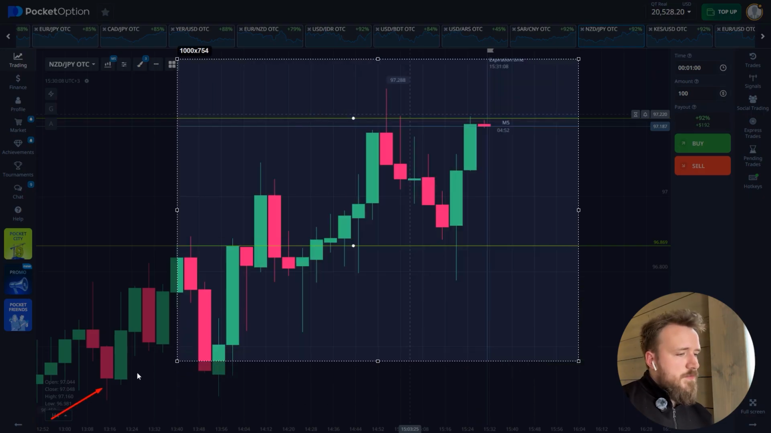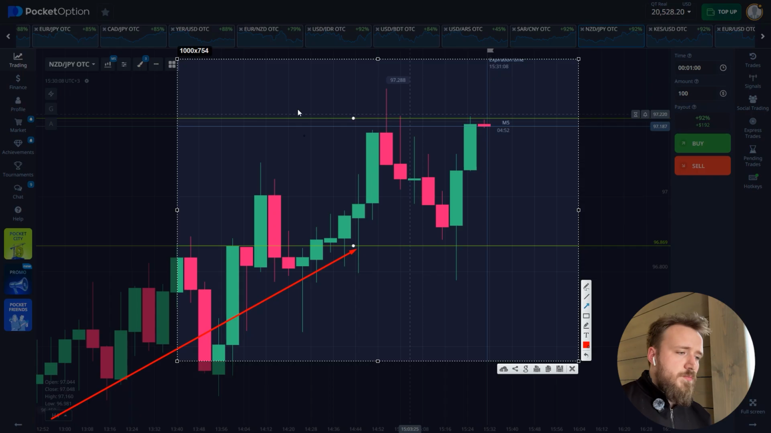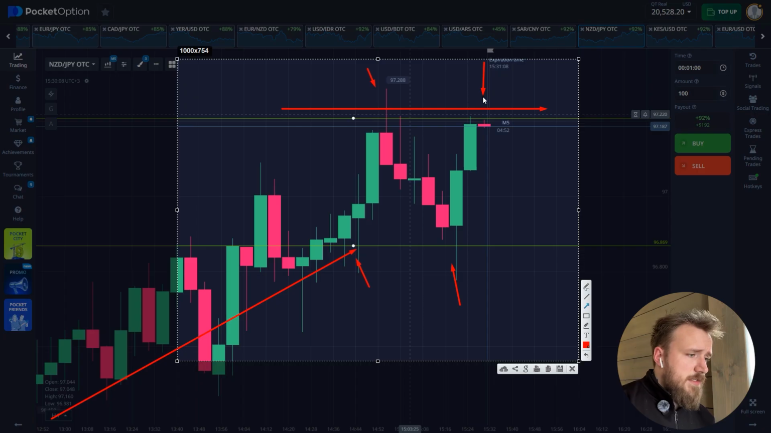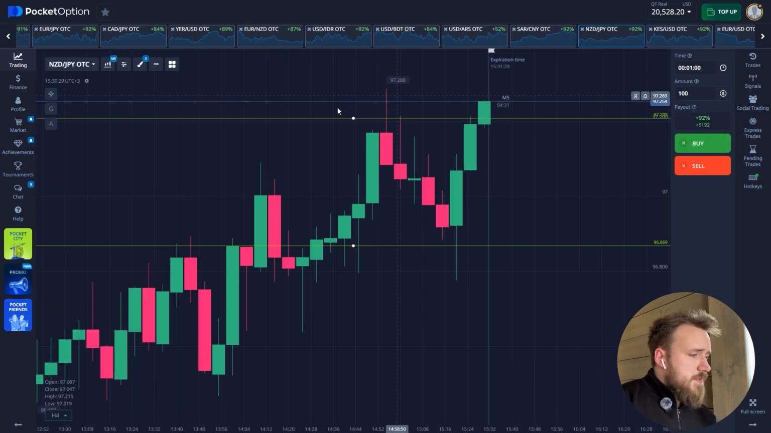Overall, this volume of information is enough for us. There was an upward move, then the price transitioned into this range. Touches here, here, here, and here. Essentially, we see the price moving exactly from the support level to the resistance level. Now the price is at its peak.